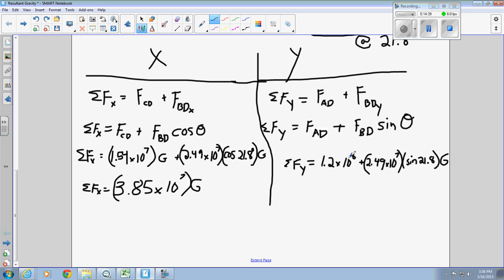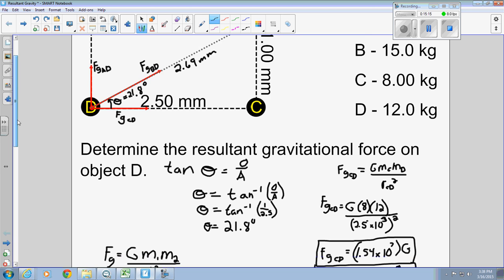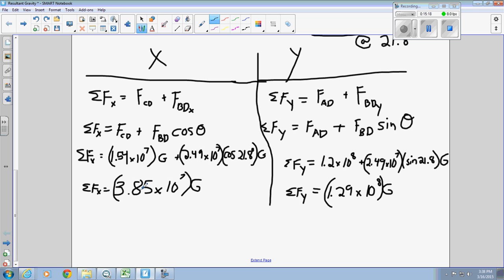Don't forget, when you add this, the exponents have to be the same, so you're going to have to adjust your decimal to make sure this is 10 to the 8th, or adjust this decimal to make sure this is 10 to the 7th. Either way, you'll get 1.29 times 10 to the 8th times G for your net force in the y. So this is our resultant force in the y, and this is our resultant force in the x. So this object is getting pulled by that amount in the y direction and that amount in the x direction. These are your components of the resultant force.